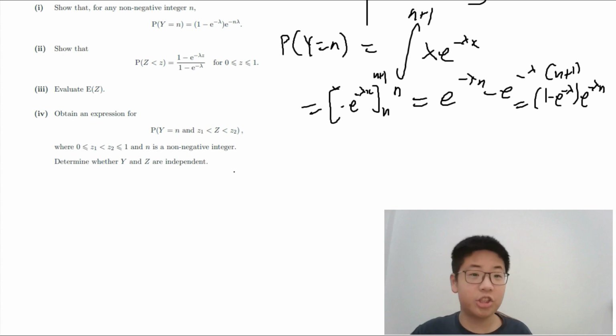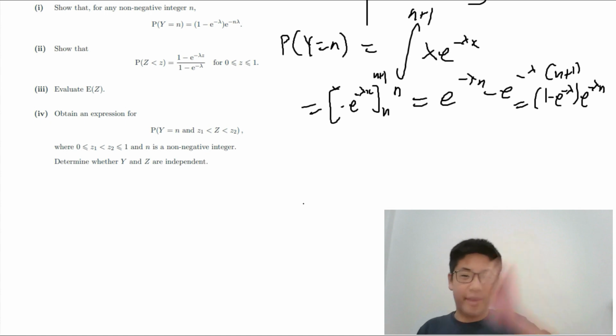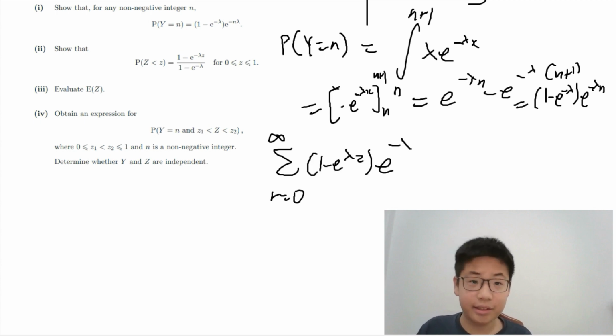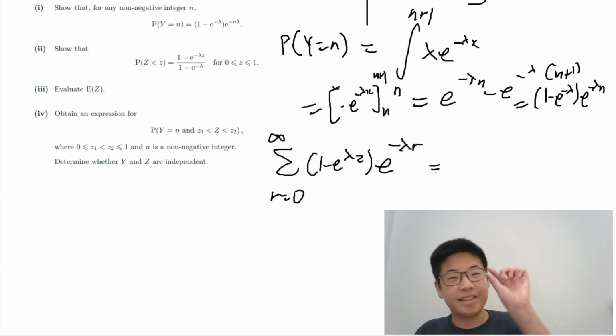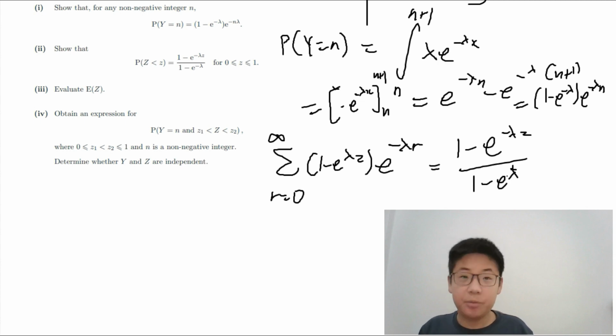Basically, we have to sum a geometric series from P(Y = n) all the way up to infinity. So we have the sum of (1 - e^(-lambda)) e^(-lambda r), because that's basically the bit we chopped off, which equals 1 minus e^(-lambda z) over 1 minus e^(-lambda), by the infinite geometric progression. Now you realize Z is the fractional part of X. That's it. That's what it is.